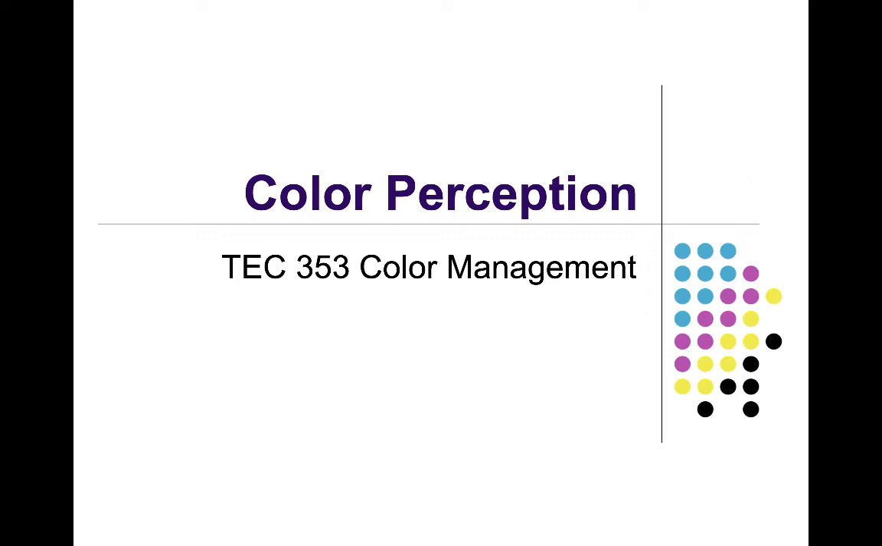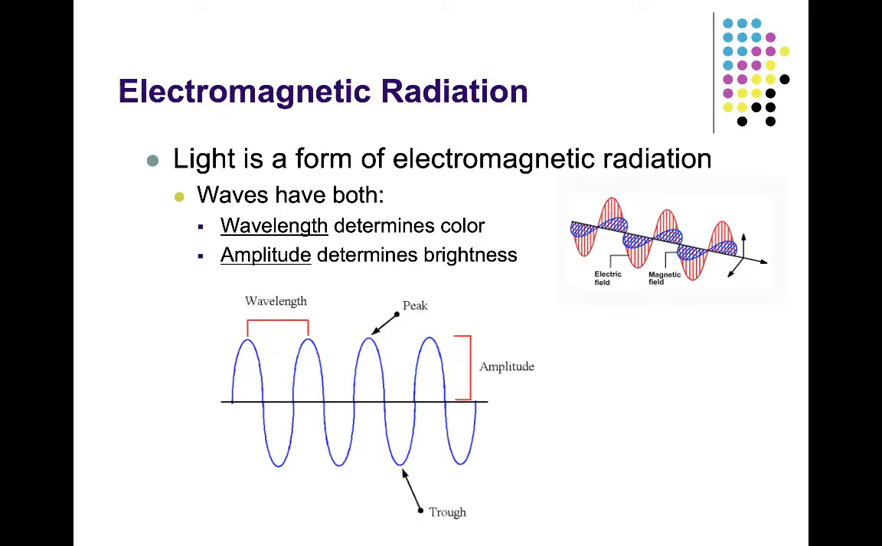Color perception. Electromagnetic radiation. Light is a form of electromagnetic radiation, and electromagnetic radiation is all around us, moving through our bodies, filling the air. To understand what electromagnetic radiation is, we need to understand waves. A wave has both a wavelength, which determines its color, and an amplitude, which determines its brightness.